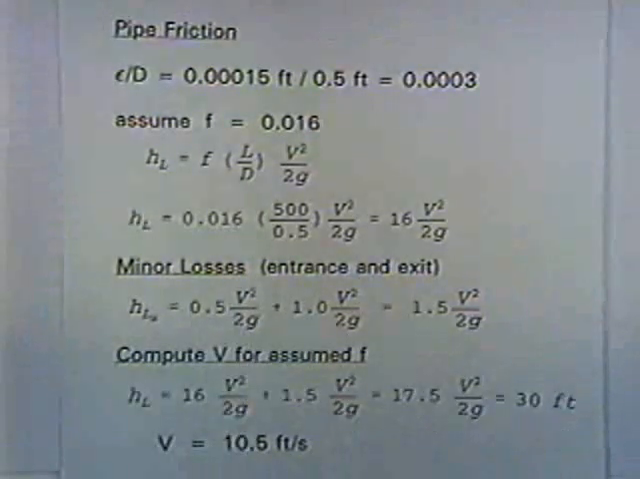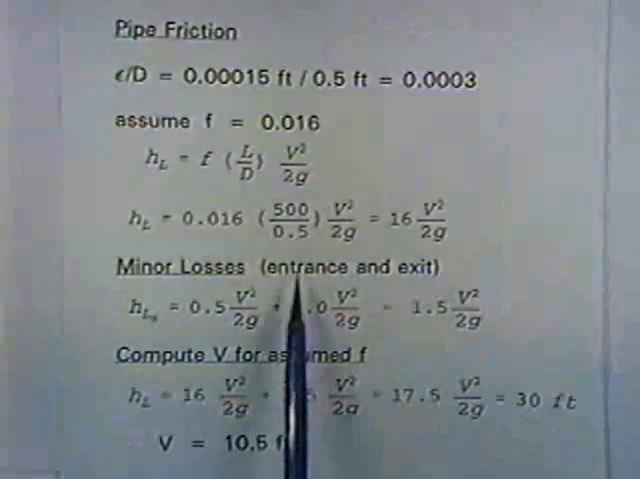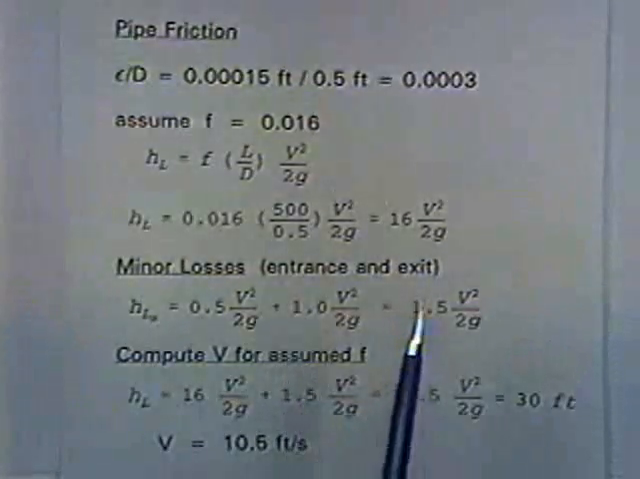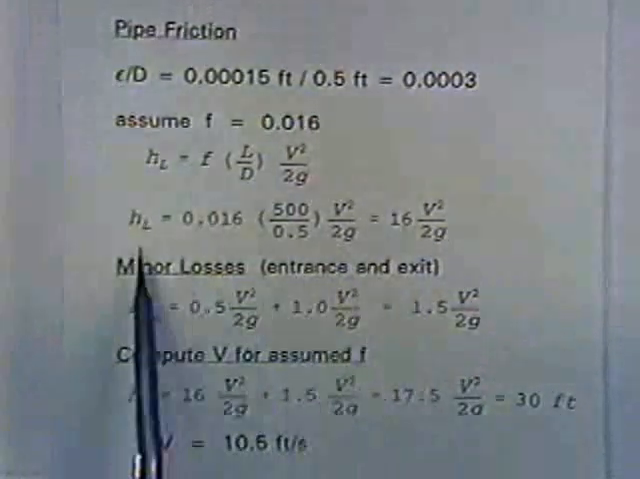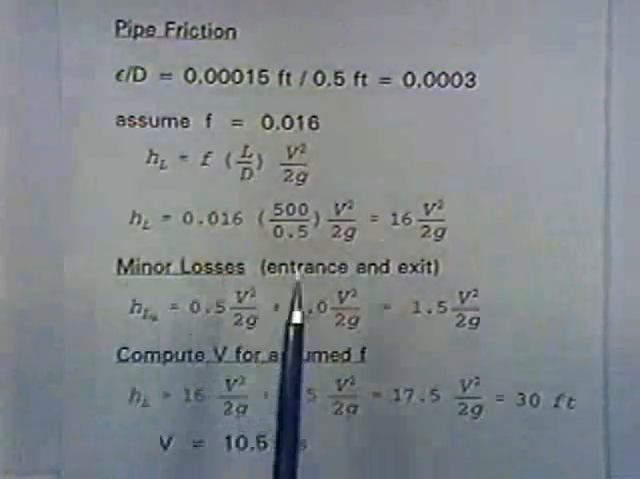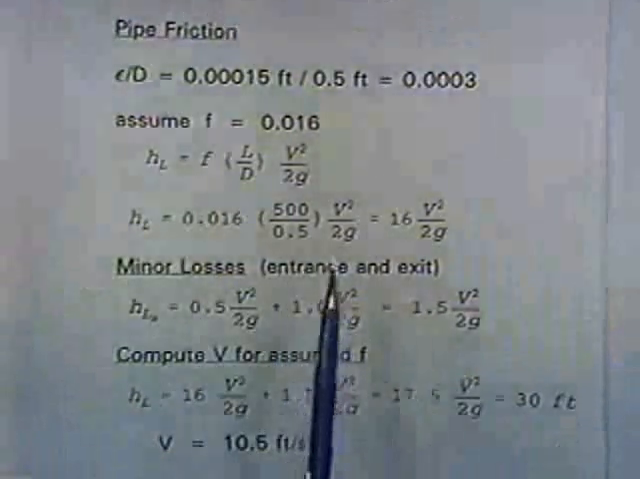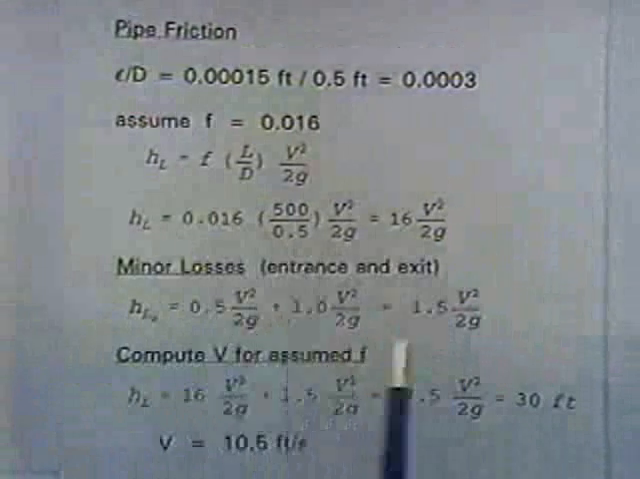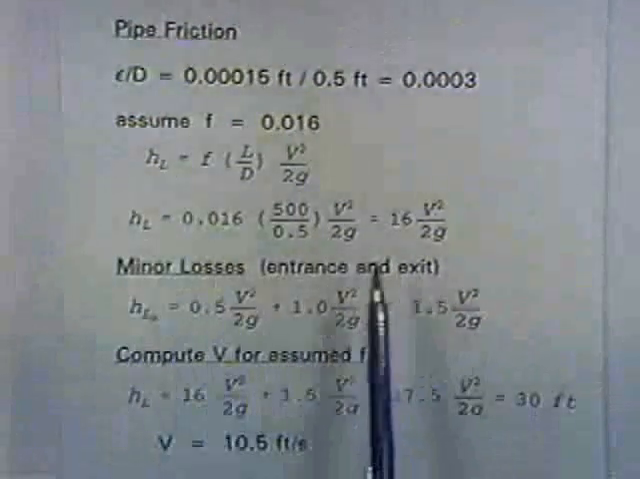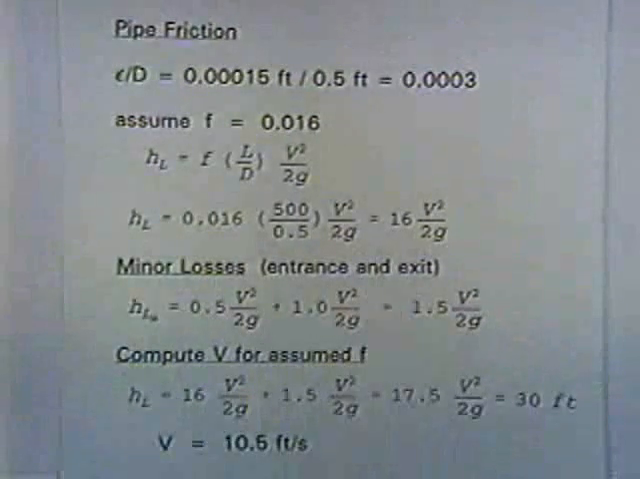Plug in the 0.016 for the friction factor, plug in the length and diameter of the pipe. So it's the velocity head we're computing. Now this head loss is the head loss in that 500-foot long length of pipe. And so when you run these numbers out on your calculator, you get the head loss is 16 times the velocity head.